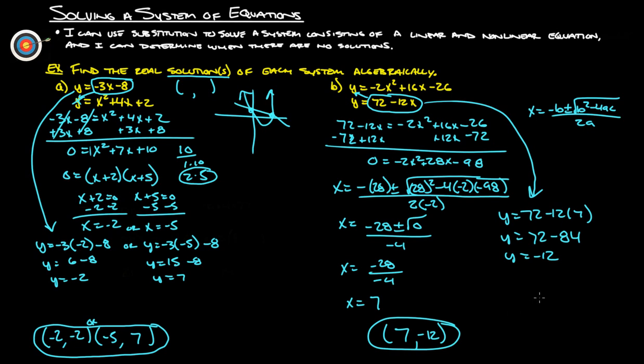And again, they're not asking you to graph it, but just so we get an idea, this is a negative 2x squared, so it looks something like that. And then we've got this negative 12x. So it's going to look something like this, where you just get one intersection point, and that's going to be at 7, negative 12. Okay?